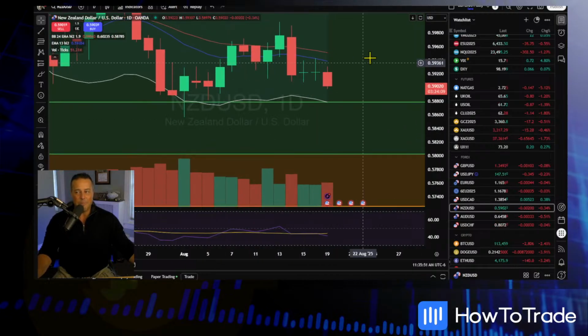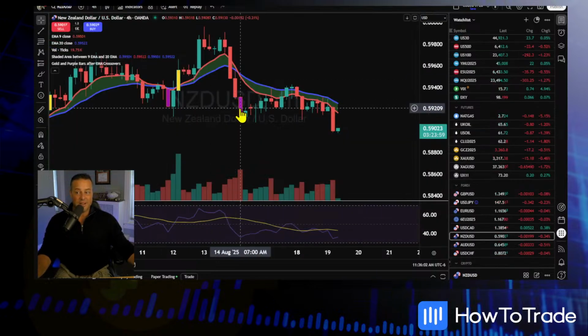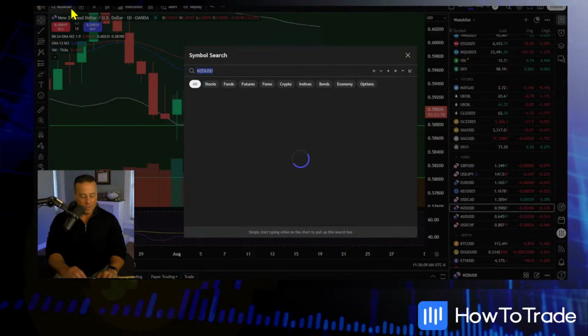Back-to-back dojis. Typically, back-to-back dojis mean it's a reversal. We haven't seen that. We're breaking with the pressure that we saw back on the 14th, when that 4-hour chart told us to sell. So it's all hooked together, guys. It all fits together. As far as, let's see, we got one more here: New Zealand dollar, Canadian dollar. Let's take a look at that one, and we'll call it a day.